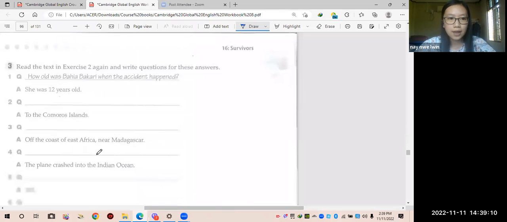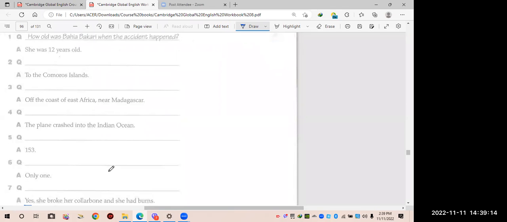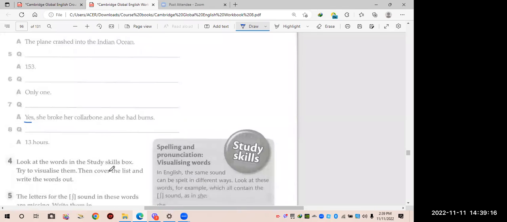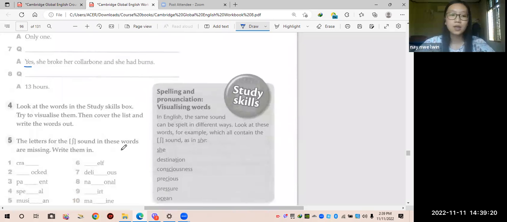So did you get the answer for number 3? Yes. Okay, awesome. Okay, let's move to number 4. For Kali, look at the words in the study skill box and try to visualize them, and then cover the list and write the words out.